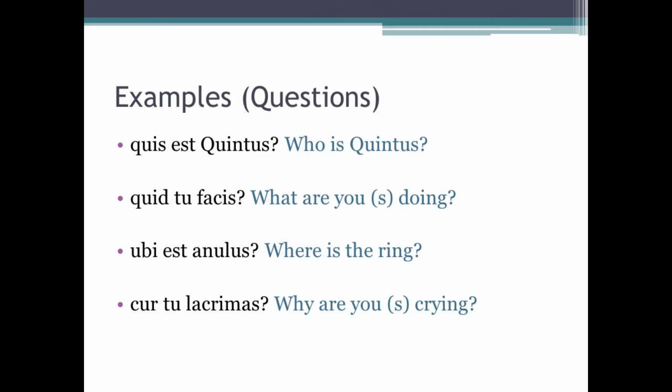Here are some examples of questions. Quis est Quintus? Who is Quintus? Quid tu facis? What are you doing? Ubi est anulus? Where is the ring? Cur tu lacrimas? Why are you crying?